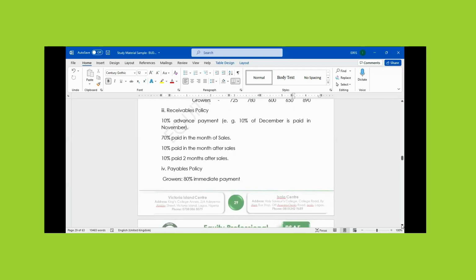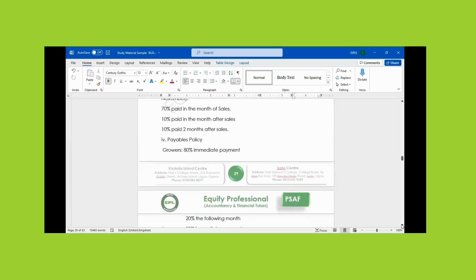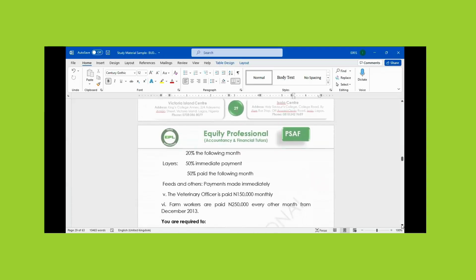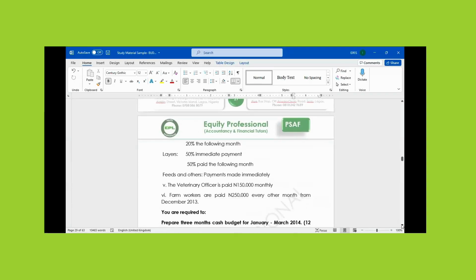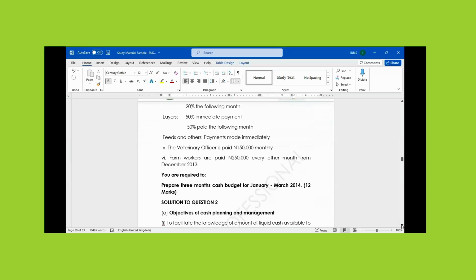Growers, 80% immediate payment, 20% the following month. Then layers, 50% immediate payment, 50% paid the following month. Fees and others, payments made immediately. The veterinary officer is paid 150,000 naira monthly. Then farm workers are paid 250,000 naira every other month from December 2013. You are required to prepare a 3 months cash budget for January to March 2014.